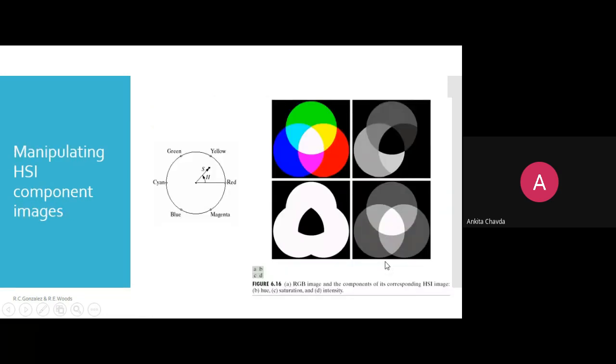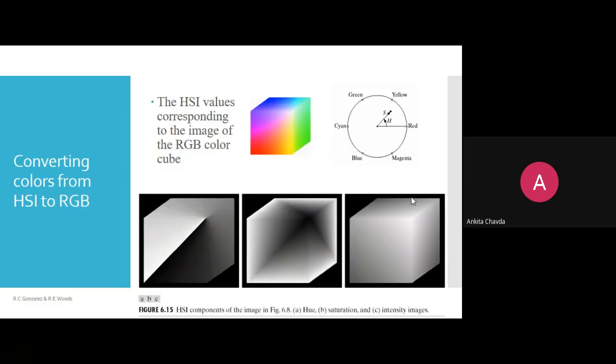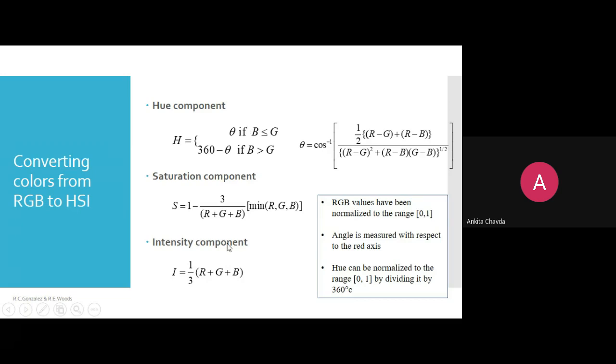Next one, what I have already explained, is manipulating the HSI component image. We are doing the manipulation, and for that you need to read how you are converting from HSI to RGB. Those are all the formulas. Based on those formulas, you will get something. But this figure particularly, you are getting based on the first three formulas only: U, saturation and intensity.